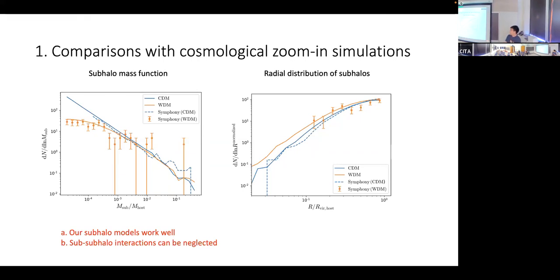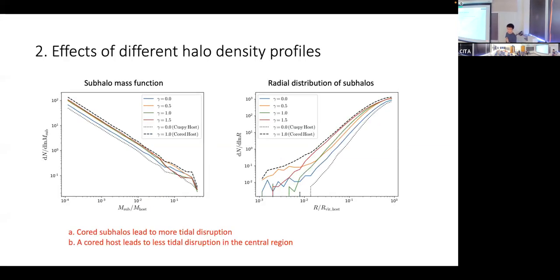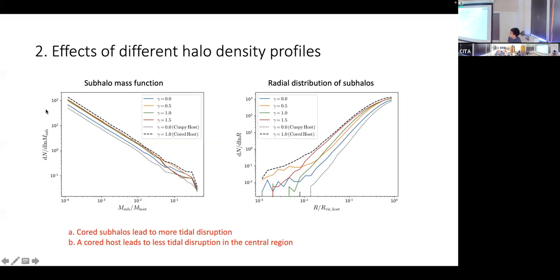And after getting this, we can also ask the question: if we have a different dark matter density profile, how will it affect the subhalo mass function and the radial distribution of subhalos. So here I show some of the model predictions. Here I change the density profile of the dark matter subhalos from core to very cuspy ones. As we expected, for more cuspy halos, the tidal stripping effect is less significant, so we get higher subhalo mass functions. For example, for this red solid curve and blue solid curve.